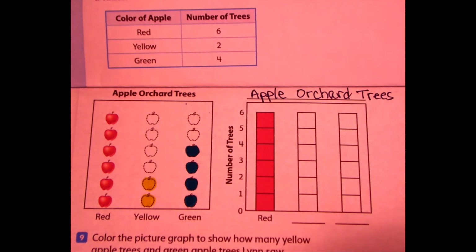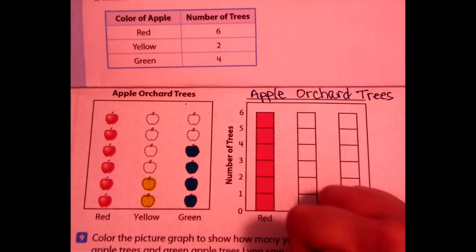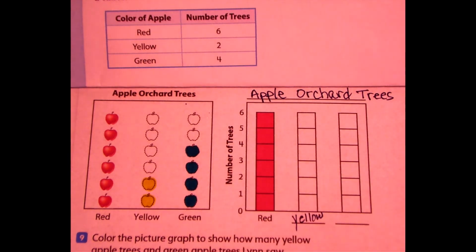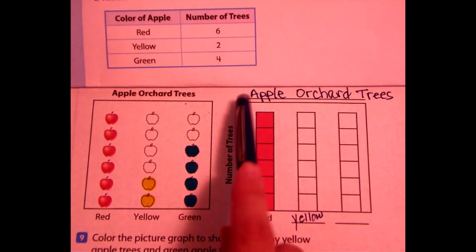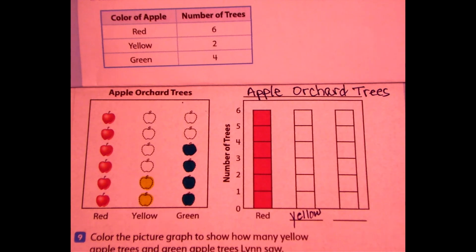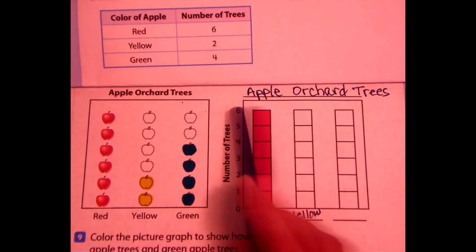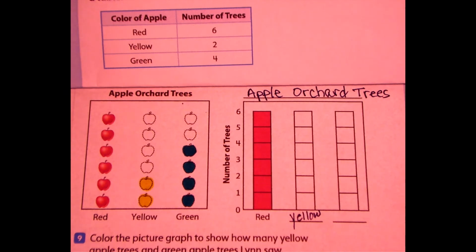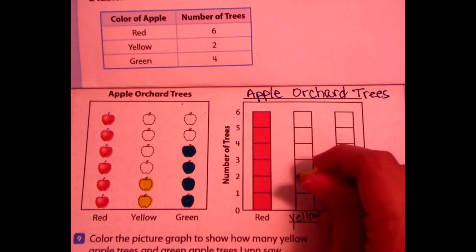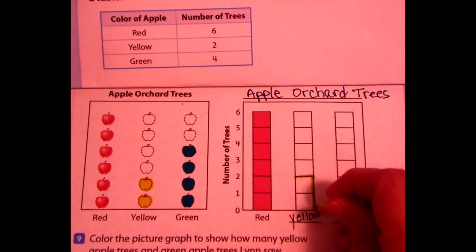So the first one I have is yellow. Once again, red has already been done for us. The numbers are written on the side. Each number represents an apple tree. So there are 6 red, so I have 1, 2, 3, 4, 5, 6. The top stops at 6. So yellow. Our table shows we have 2. So I'm going to color 2 boxes.